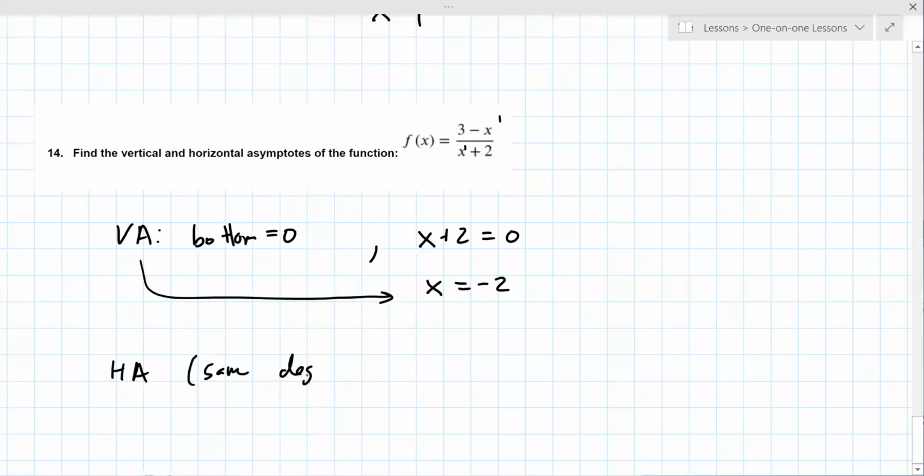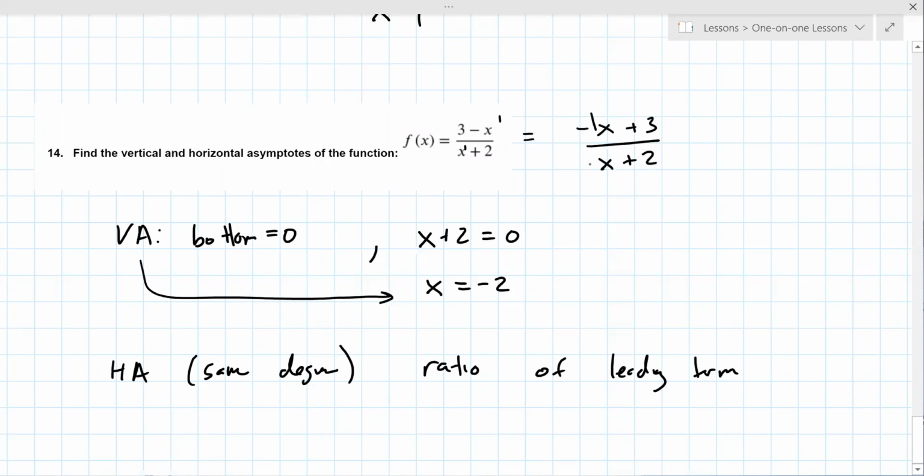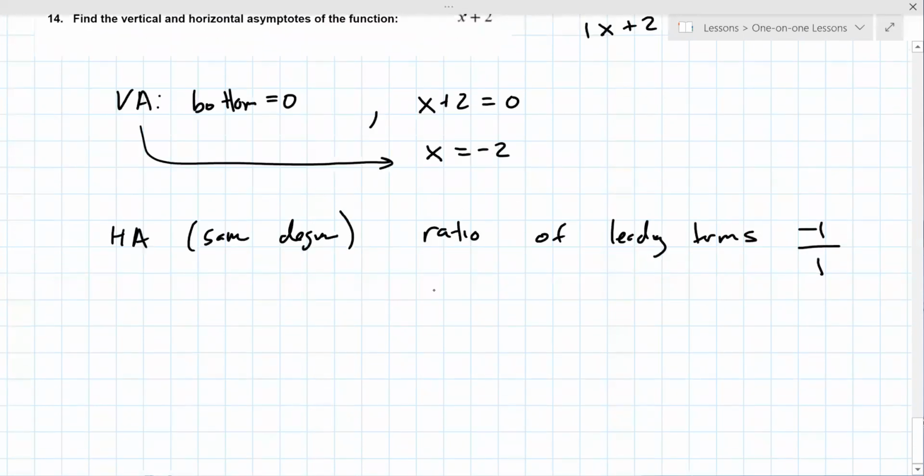it's the ratio of the leading term. So the leading term here, if we rewrite this, it's really minus x plus 3 over x plus 2. The leading terms is minus 1 over 1. And we write that as an equation, y equals minus 1 over 1, or y equals minus 1.